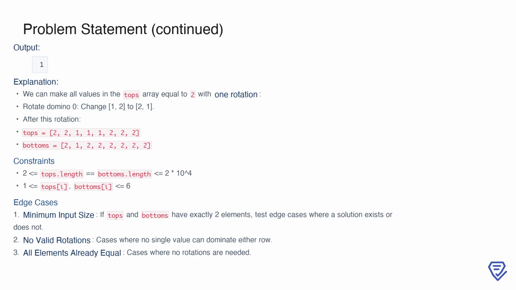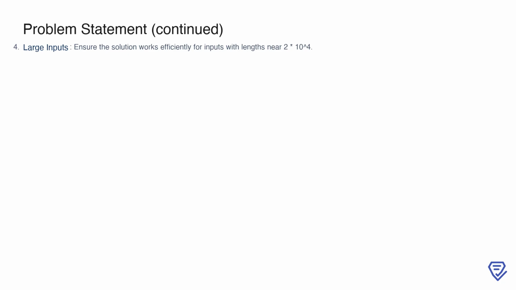This example highlights that the minimum number of rotations is not fixed but depends on the initial arrangement of the dominoes. Finally, there are some key constraints and edge cases to keep in mind. First, the lengths of tops and bottoms will always be equal, ranging from 2 to 20,000. Each number in the arrays is between 1 and 6, corresponding to the values on a standard domino.